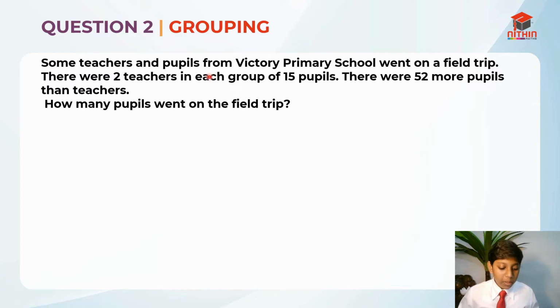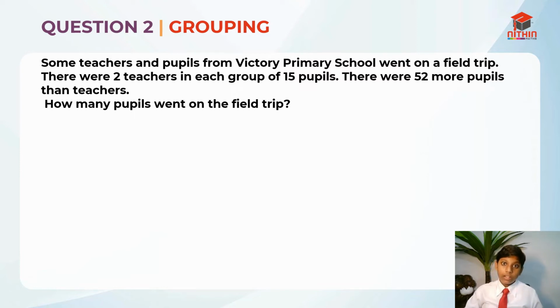Some teachers and pupils from Victory Primary School went on a field trip. There were 2 teachers in each group of 15 pupils. There were 52 more pupils than teachers. How many pupils went on the field trip? So this is the question.